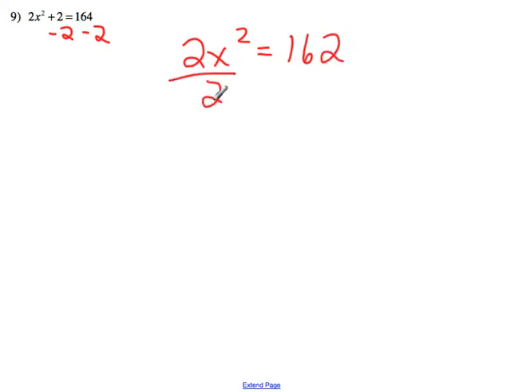Here we need to isolate the x squared. So do minus 2 minus 2. So you have 2x squared equals 162. Divide both sides by 2. And you get x squared equals 81.